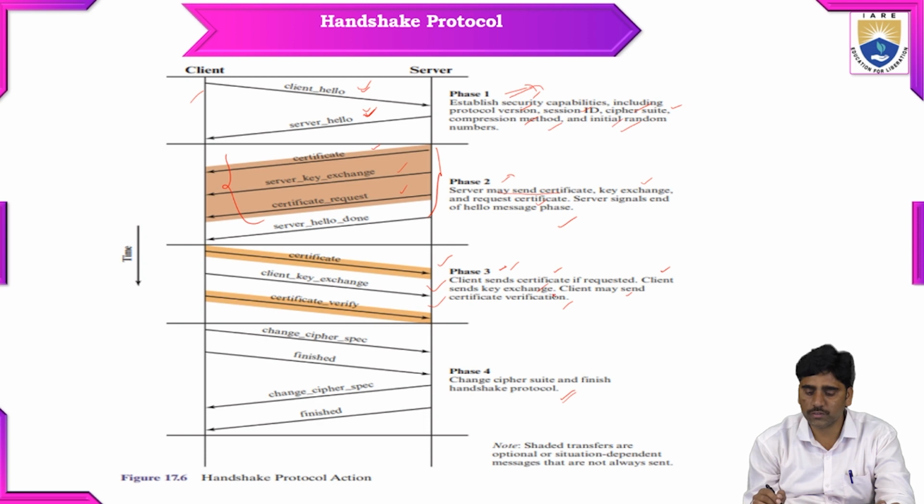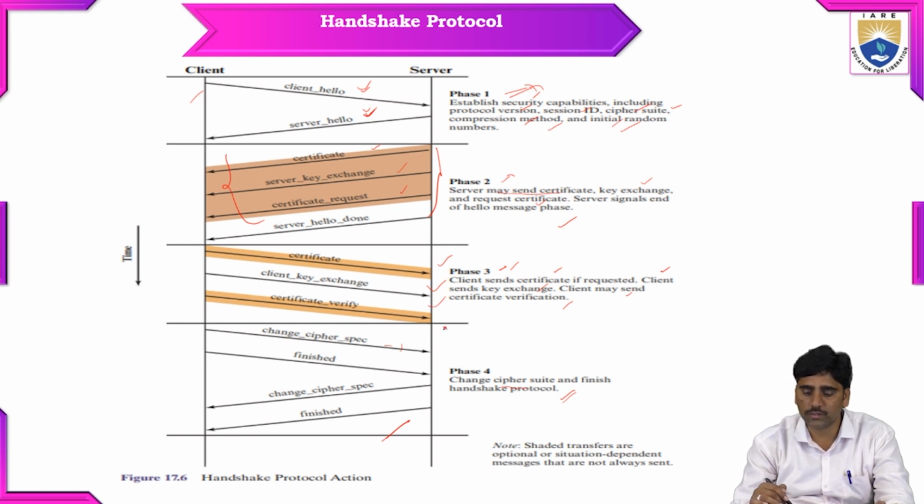The next, fourth phase is what? Change cipher suite and finishing the mechanism. The change cipher spec is specified for encryption purposes and message authentication purposes. So changing the mechanism, change cipher spec, and then finished, from the client side. Similarly, from the server side, change cipher spec and finished. These are the message types that are communicated between both client and server.